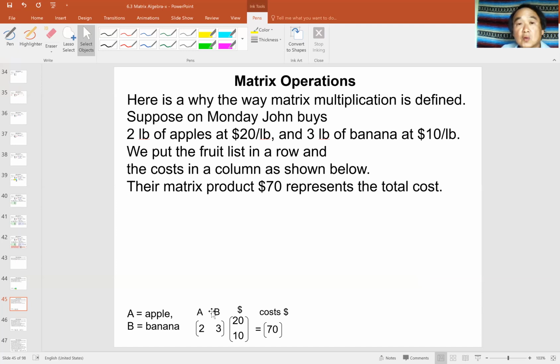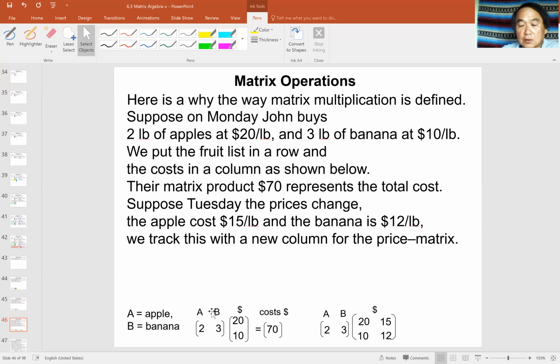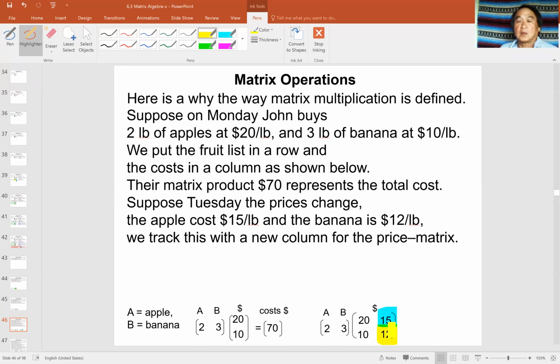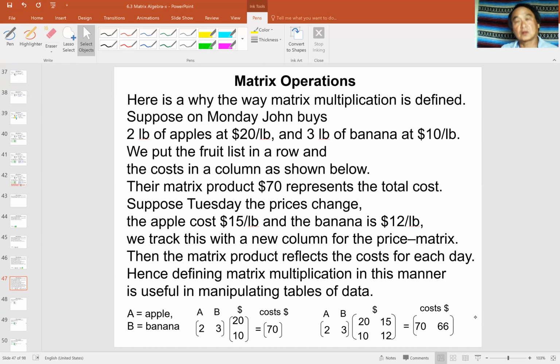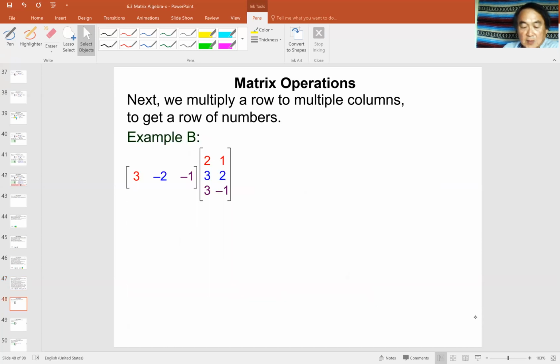And suppose tomorrow the price changes to $15 for the apple and $12 for the banana. Then when I multiply these two matrices on the right, I get the two costs, the cost for the first day and the cost for the second day. So in this way, I can keep track of the total cost. Okay, so this is one motivation for why we multiply these numbers.